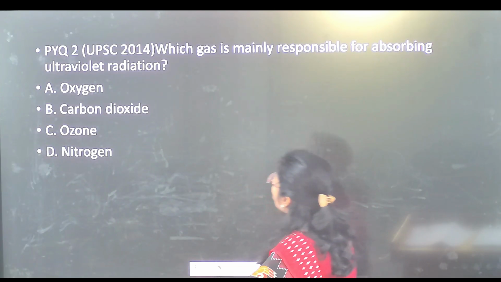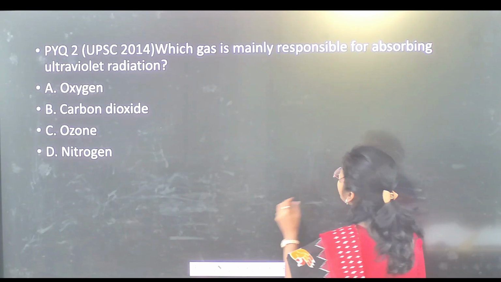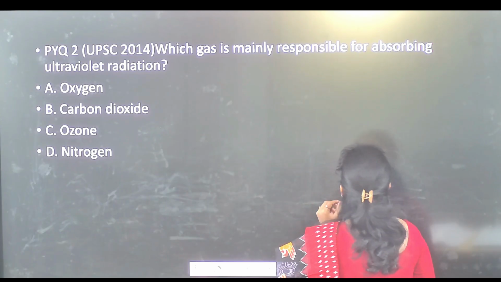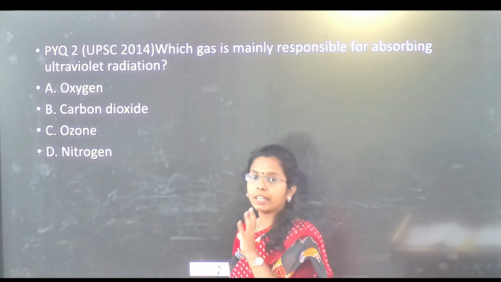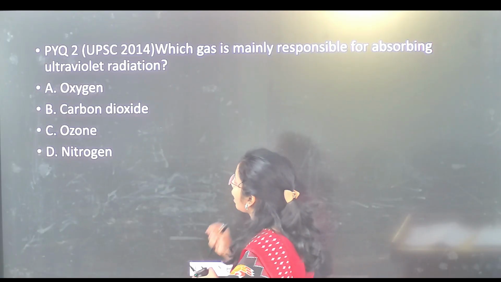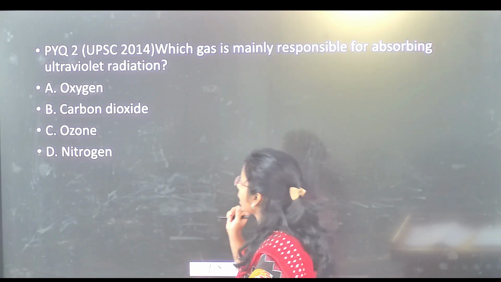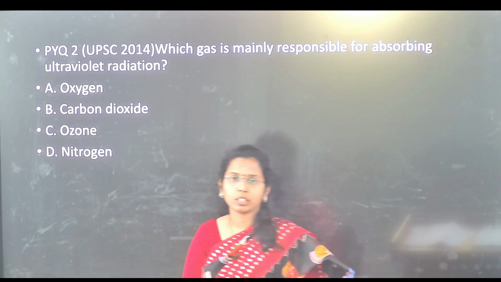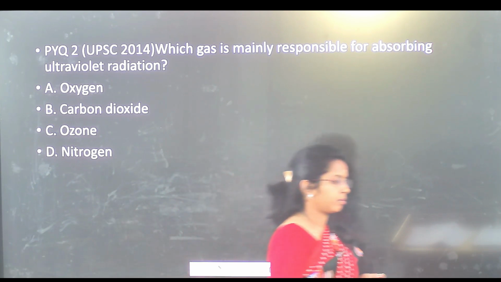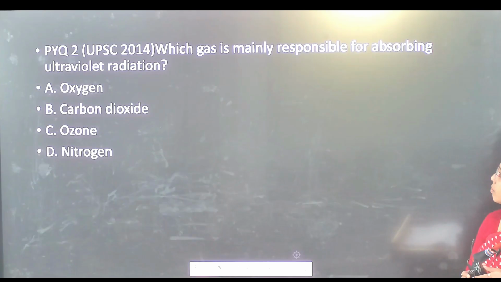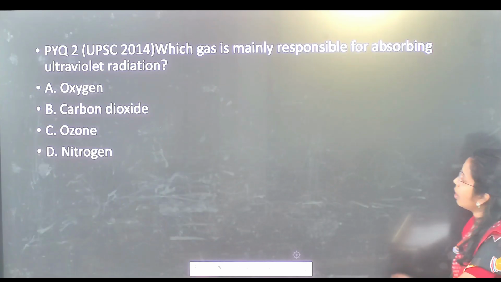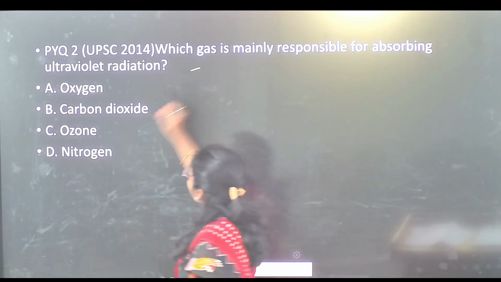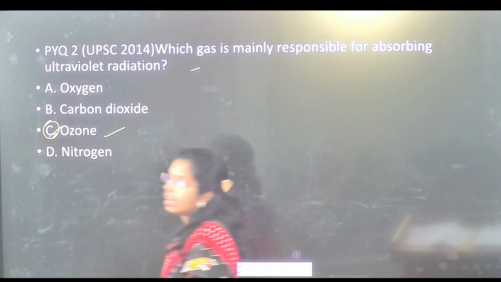First nitrogen, next oxygen. Next question, second question. Which gas is mainly responsible for absorbing ultraviolet radiation? A. Oxygen, B. Carbon dioxide, C. Ozone, D. Nitrogen. Very simple, UV radiation, ozone layer, answer is C, ozone.